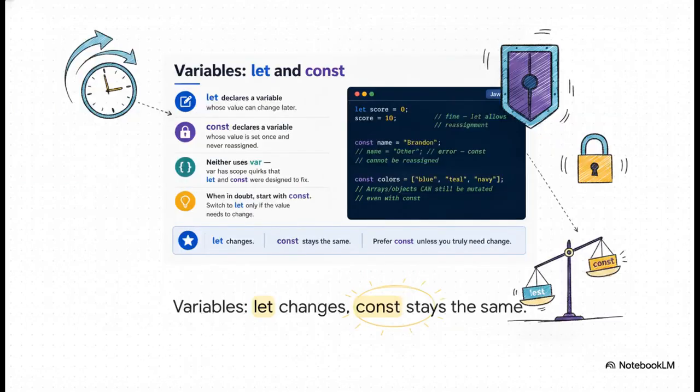When we look at the brain of our code, it really comes down to variables, let and const. The golden rule that emerges from this? You want to default to const unless you truly need a value to change. Const stays the same. It locks down your values and prevents pesky bugs. You only switch over to let if the value specifically needs to be updated later on, like a score going up in a video game.